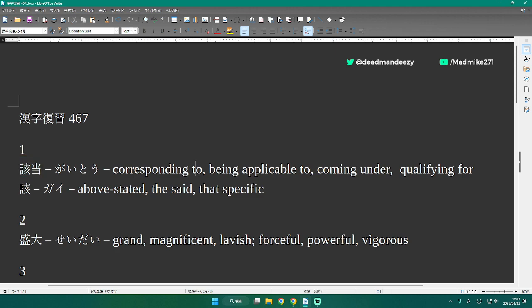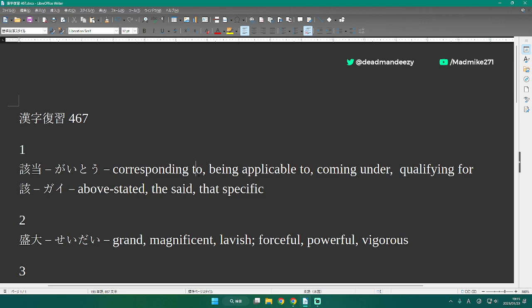If the way that I remember things stinks, like this one is going to, it's mostly going to be rote memorization. And if you think of a better way to remember a kanji, please let me know. Gai is the above stated, the said, or that specific, with the pig stated it.